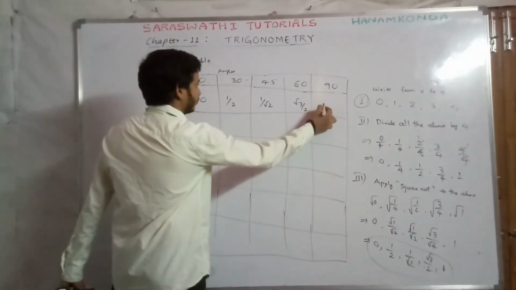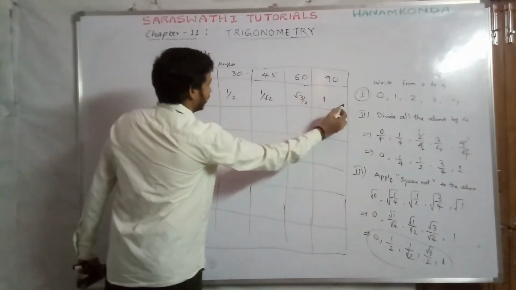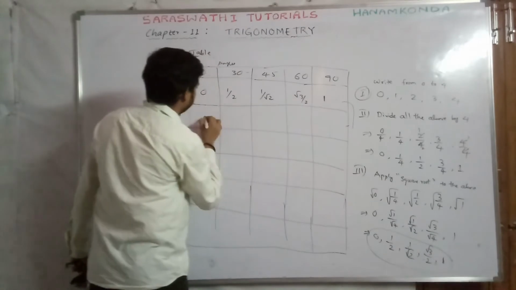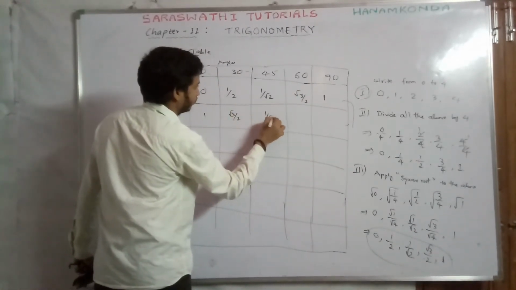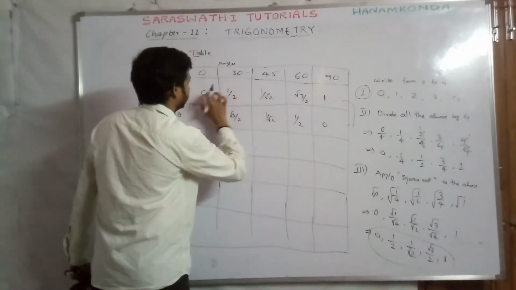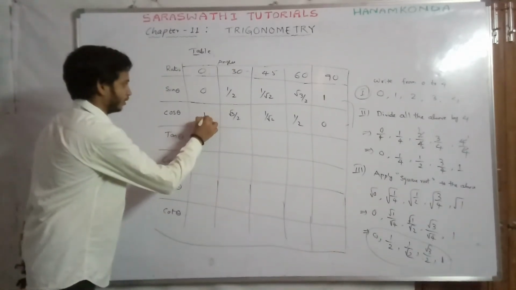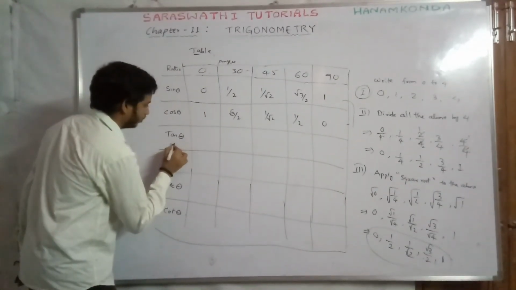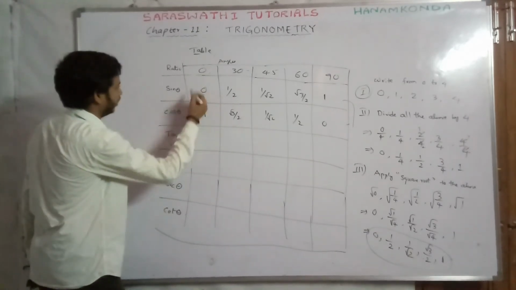Now to get the cos values, reverse the digits. That means 1 should be placed here, then root 3 by 2, next 1 by root 2, then 1 by 2 and 0. So by reversing the sine terms we get the cos terms. Next, we know that tan theta equals sine by cos.